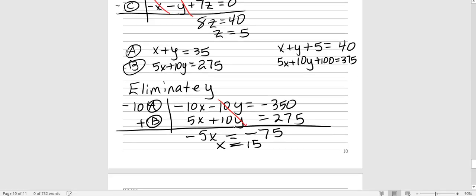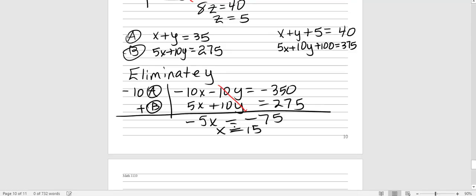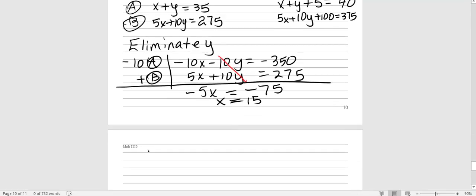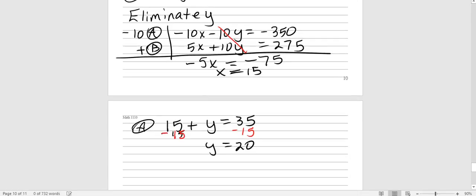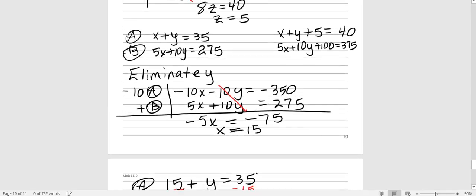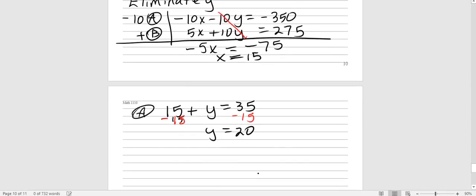So now I've got my x and my z. And I can use equation A, refined, which is x plus y equals 35. And when I subtract 15 from both sides of this, I get that y is 20. So I have all of my values. My z is 5, my x is 15, my y is 20.